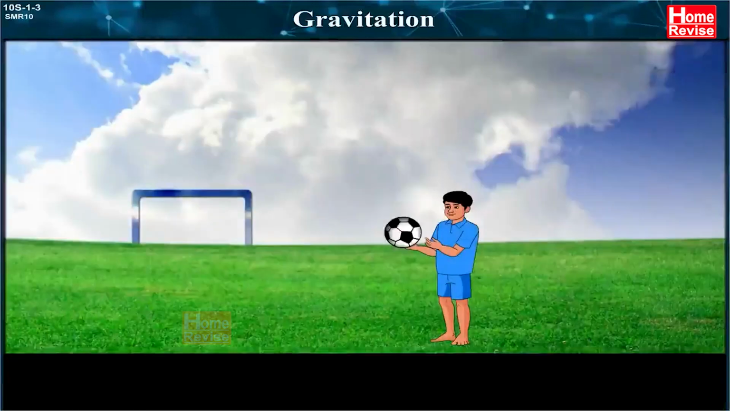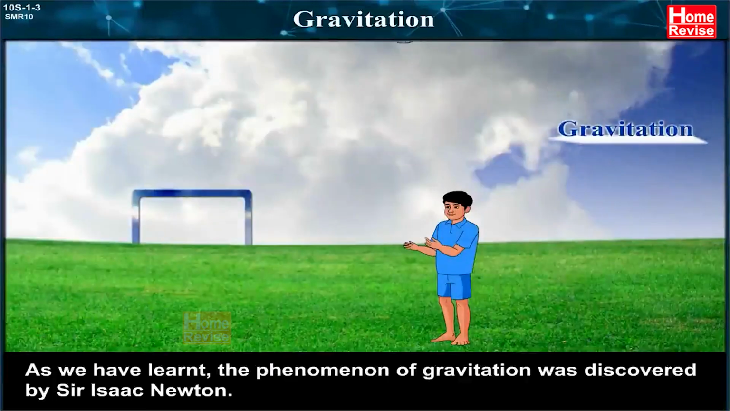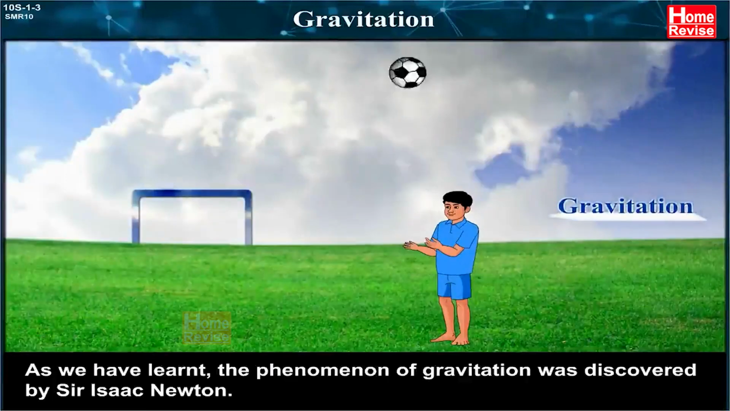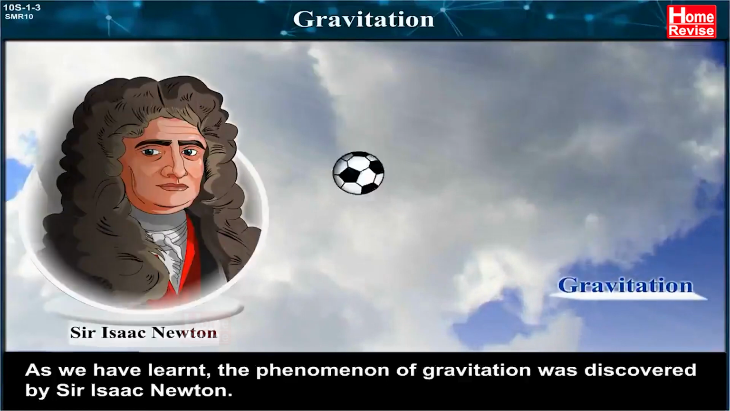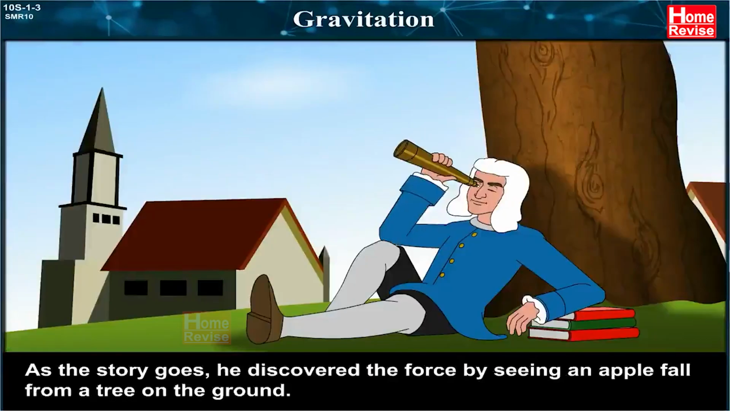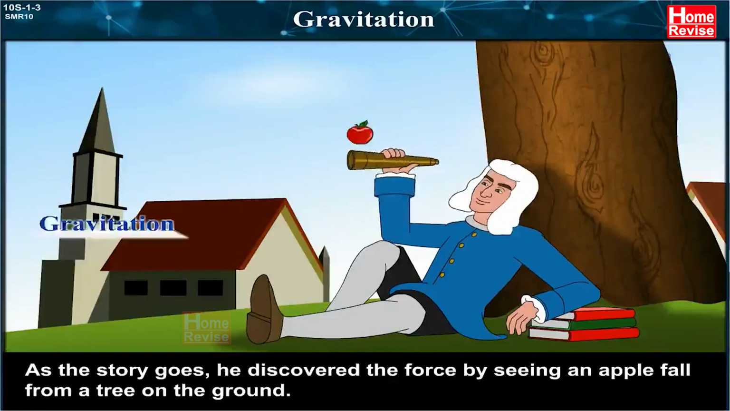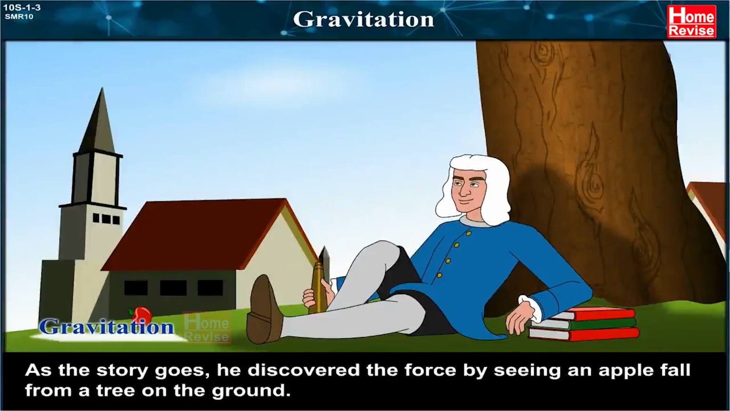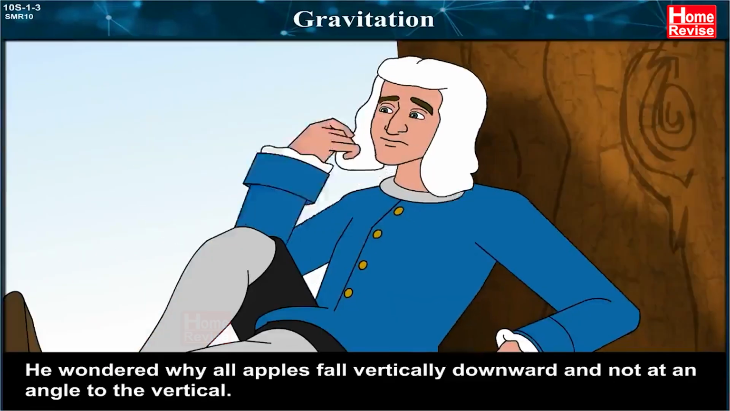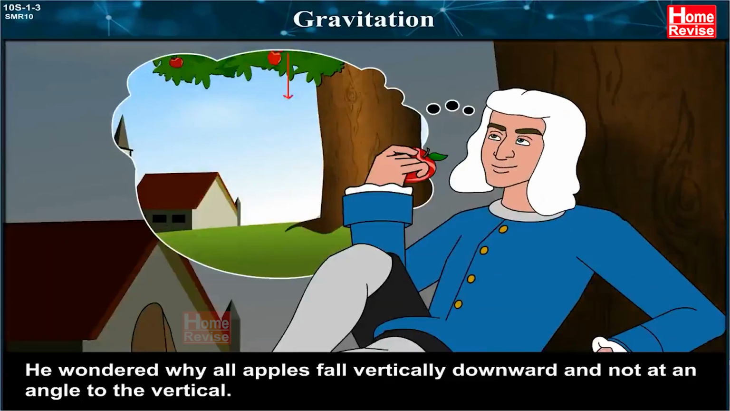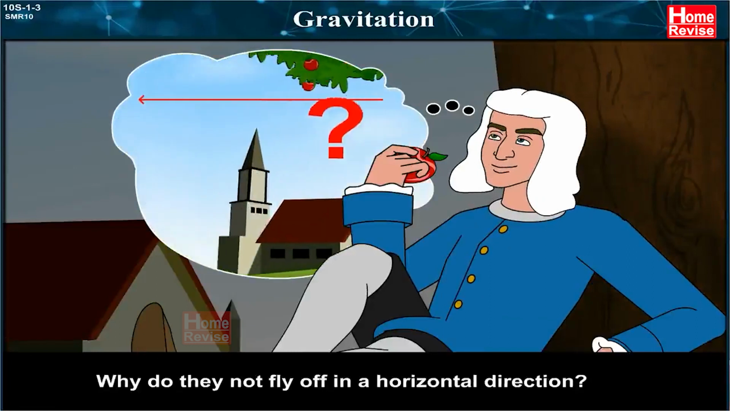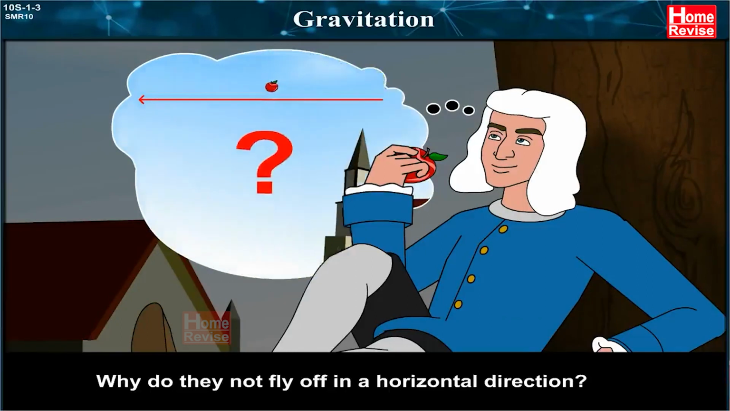Gravitation. As we have learned, the phenomenon of gravitation was discovered by Sir Isaac Newton. As the story goes, he discovered the force by seeing an apple fall from a tree on the ground. He wondered why all apples fall vertically downwards and not at an angle to the vertical. Why do they not fly off in a horizontal direction?